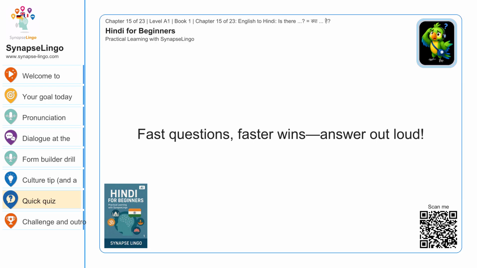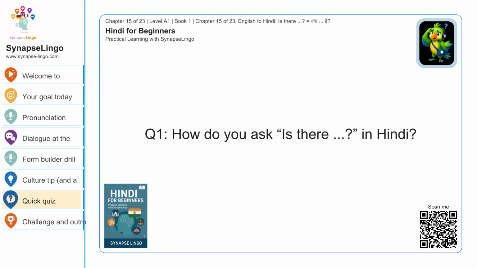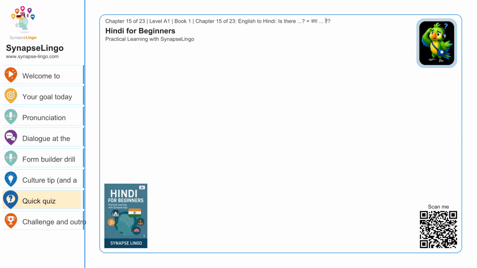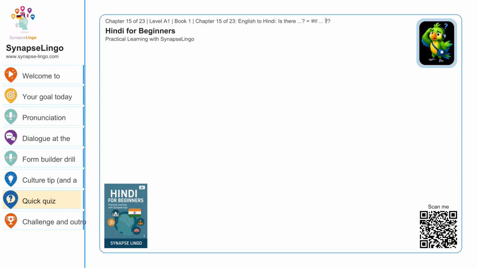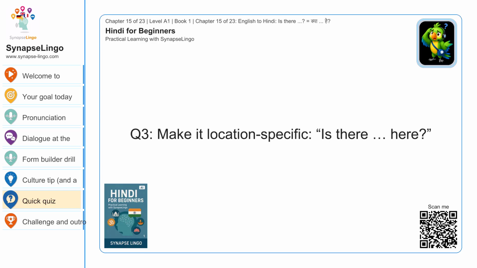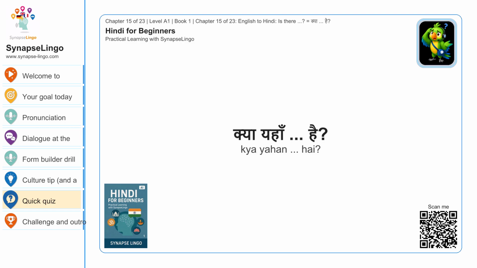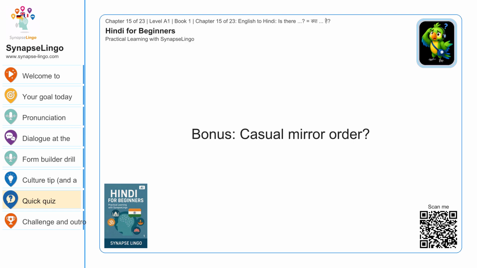Quick quiz. Fast questions, faster wins, answer out loud. Q1. How do you ask, "Is there," in Hindi? A. क्या है? Q2. Which one means, where is, not our target? A. कहाँ है? Q3. Make it location specific, "Is there, here?" क्या यहाँ है? Bonus. Casual mirror order? A. है क्या?